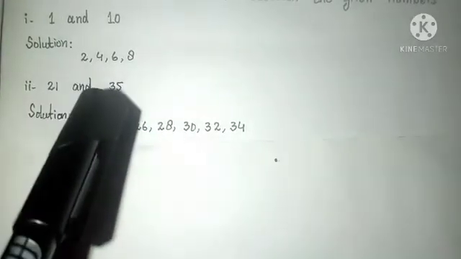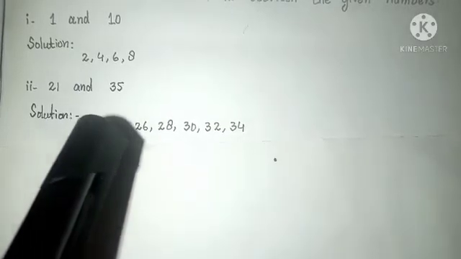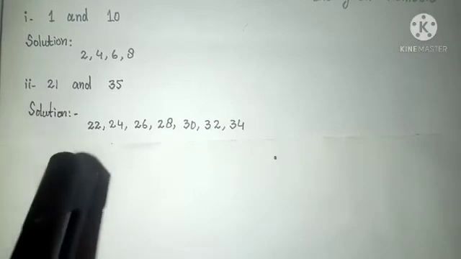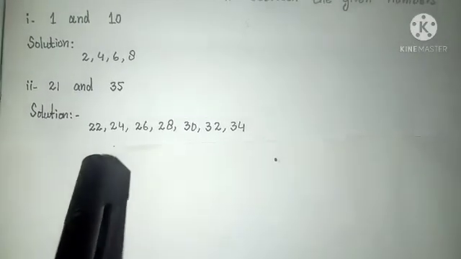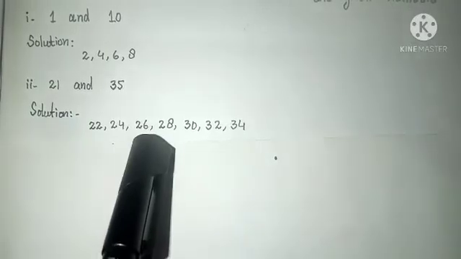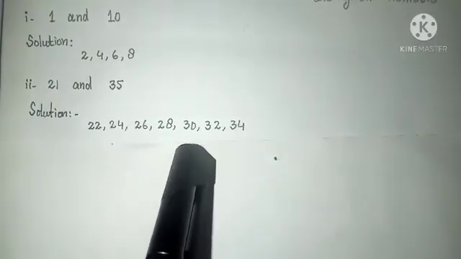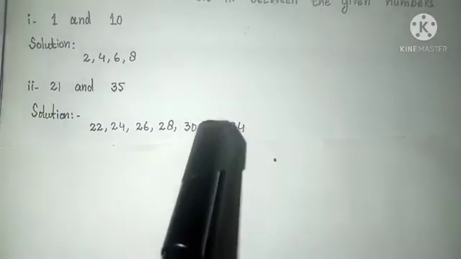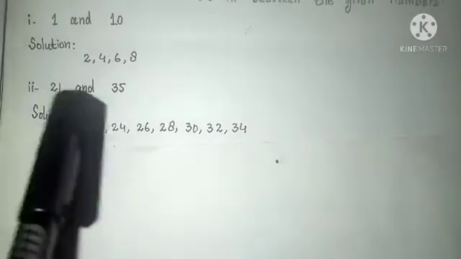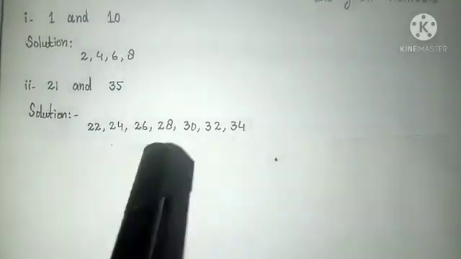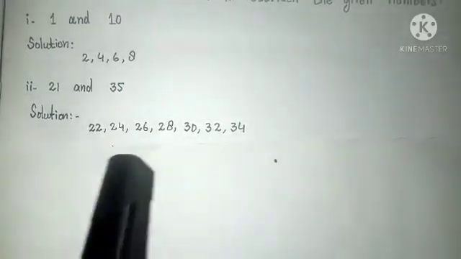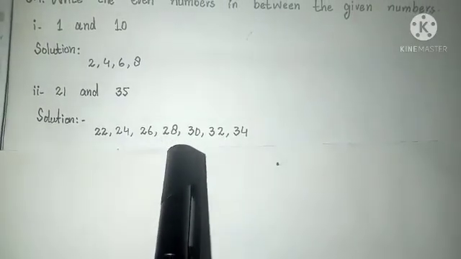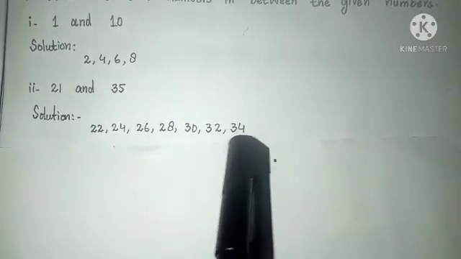Part 2, 21 and 35. Here we have to write the even numbers between 21 and 35. And these numbers are 22, 24, 26, 28, 30, 32 and 34. These all are even numbers between 21 and 35 and they are divisible by 2, and these numbers have in their ones place 2, 4, 6, 8, 0, 2, 4.